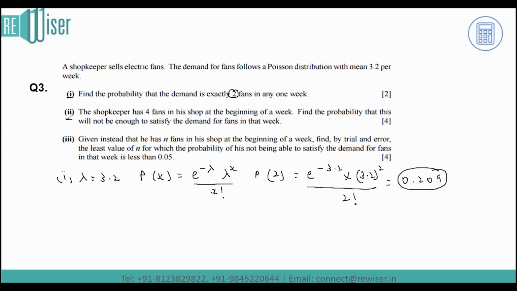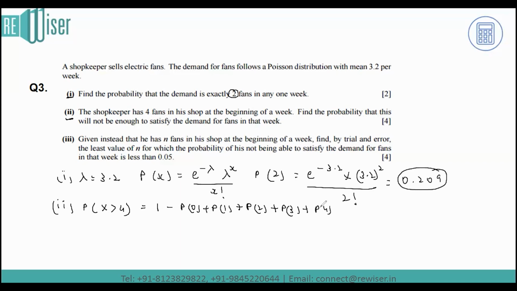Now moving on to the second part of the question, it says that the shopkeeper has 4 fans in his shop at the beginning of the week. Find the probability that this will not be enough to satisfy the demands of the fans in this week. So this means that although he has 4 fans, this is not enough to satisfy the demand. That means the demand is greater than 4. So we have to find the probability of x greater than 4, which can be written as 1 minus P0 plus P1 plus P2 plus P3 plus P4.